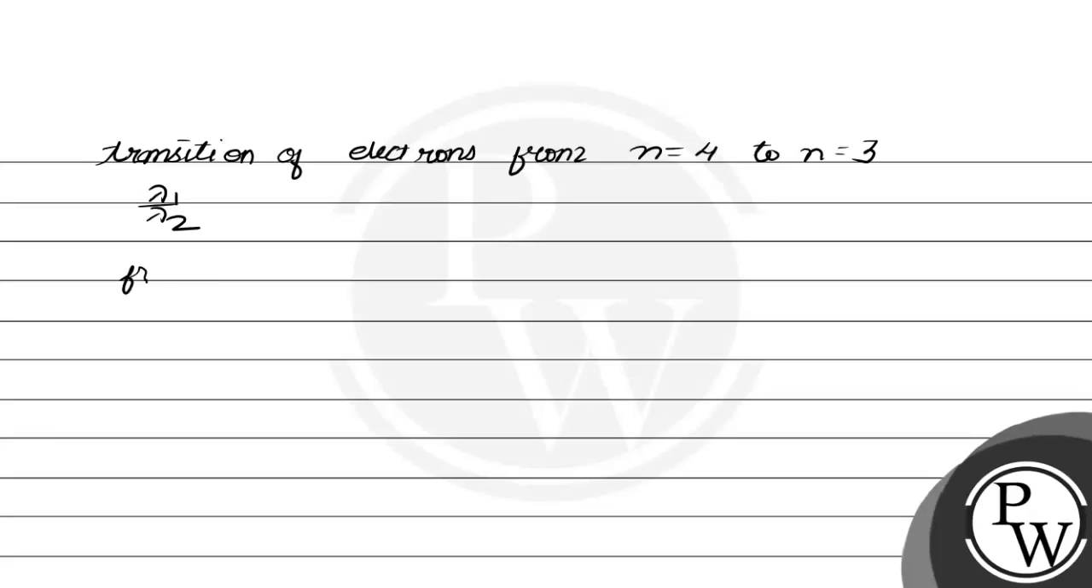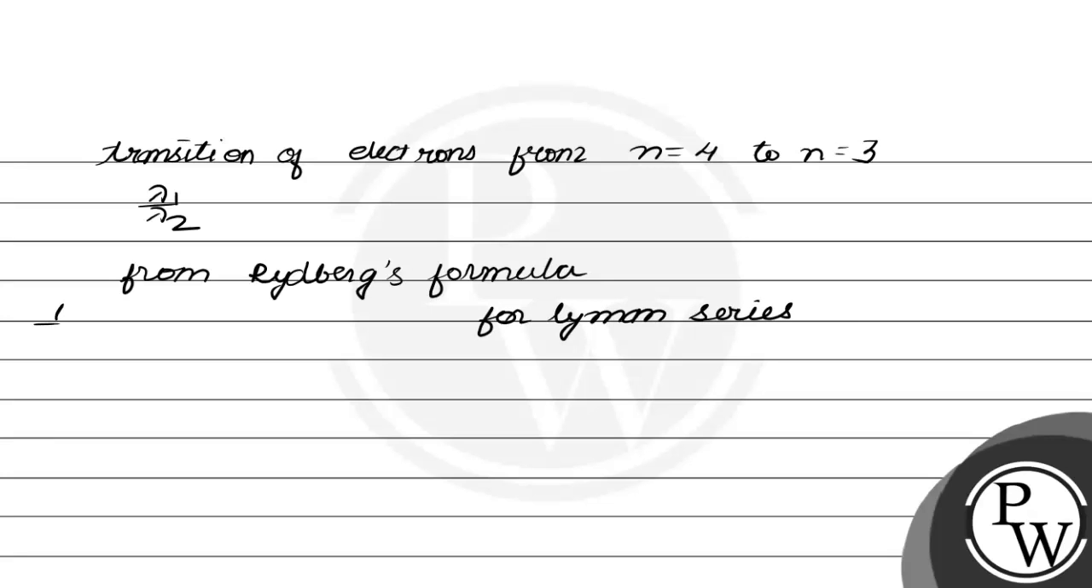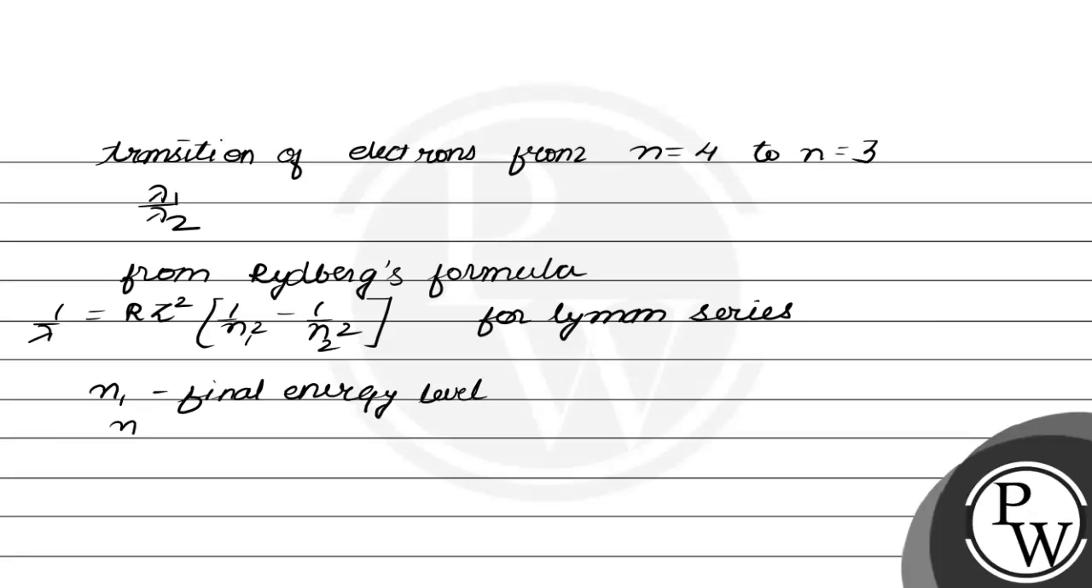So students, from the Rydberg formula, we can write for Lyman series, this Rydberg formula is 1 upon lambda equals R into Z square times 1 upon n1 square minus 1 upon n2 square, where n1 represents the final energy level and n2 represents the initial energy level.